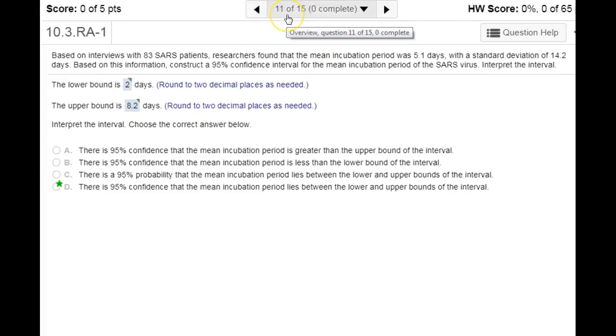And number 11, we're creating and interpreting a confidence interval, and I'm going to show how to use StatCrunch to do this. And so this problem here, it's a story problem about a certain type of virus, and we have a sample of patients. We're trying to find the mean incubation period.